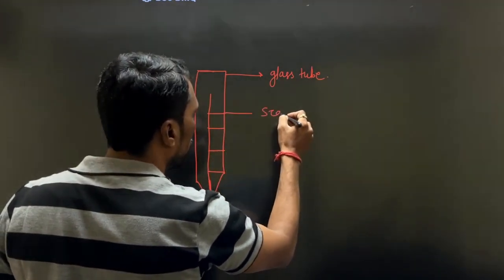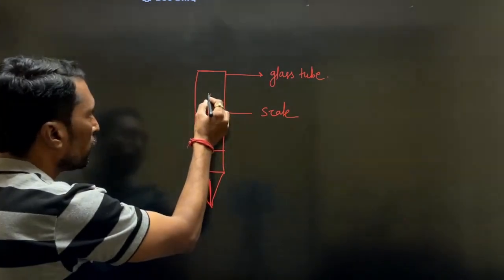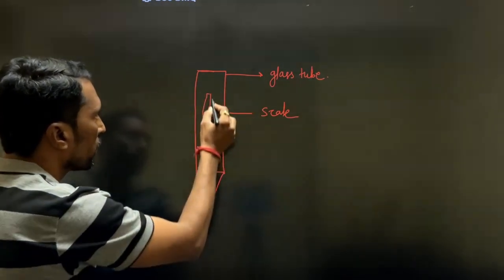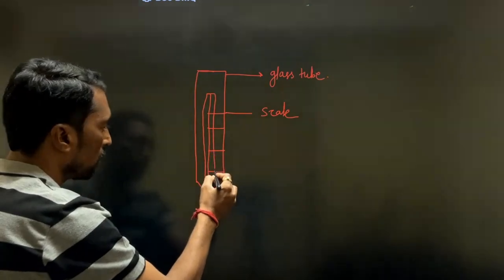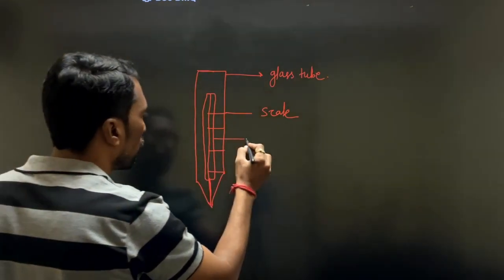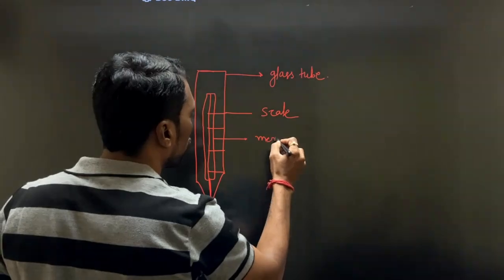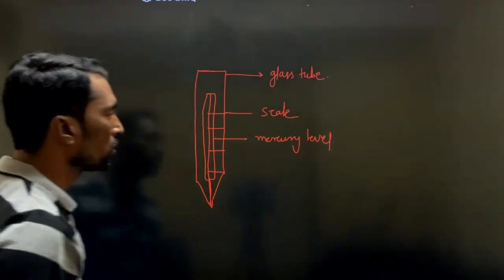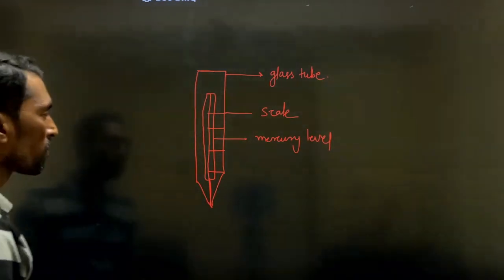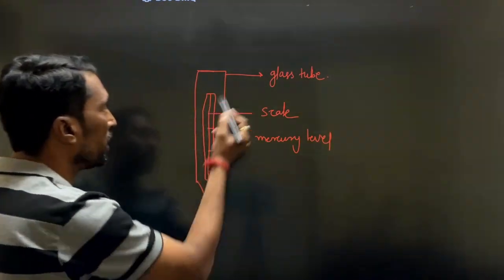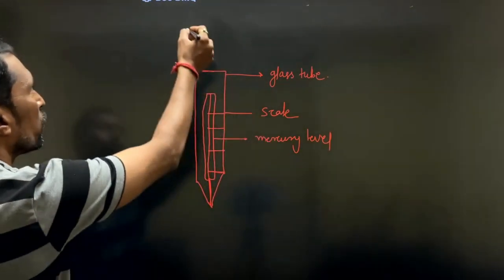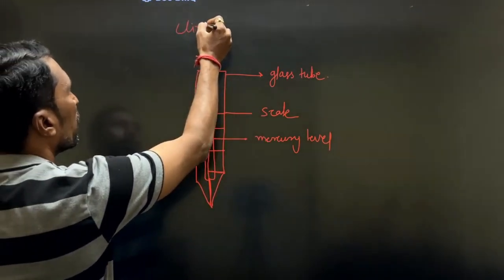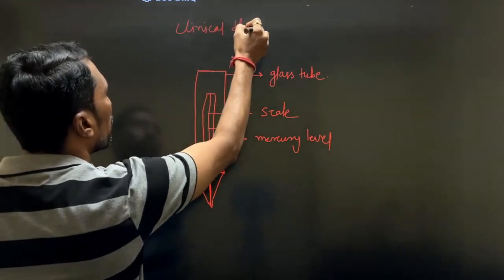What does it show? It's a scale. In between that scale, there is another column. That column is called the mercury level. And this reading, so the clinical, we discussed the diagram for the clinical thermometer.